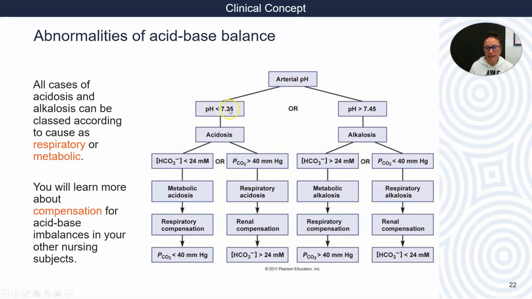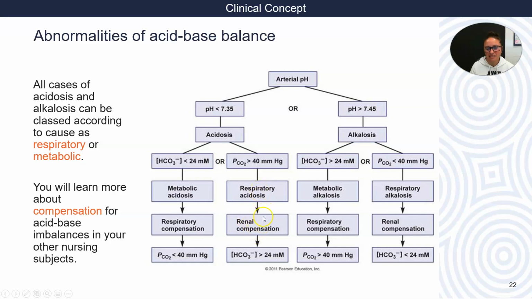If your blood pH is less than 7.35, so your blood in your arteries, you are in acidosis, okay? This can happen because you don't have enough bicarbonates in your blood, or you have too much carbon dioxide in your blood. Now, if you have too much carbon dioxide in your blood, that's called respiratory acidosis.